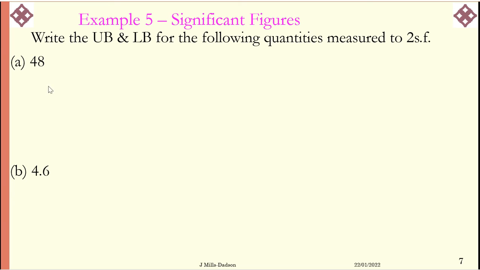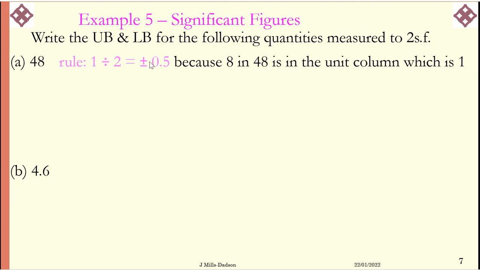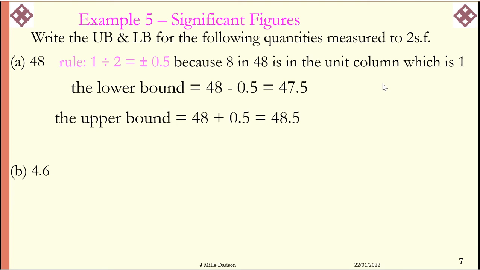So check the second significant figure. Second significant figure is 8, and place value of 8 is unit. So we're going to take a unit and divide it by 2. So our rule now becomes plus or minus 0.5 because 8 in 48 is in the unit column, which is 1. So lower bound will be 47.5, upper bound will be 48.5.